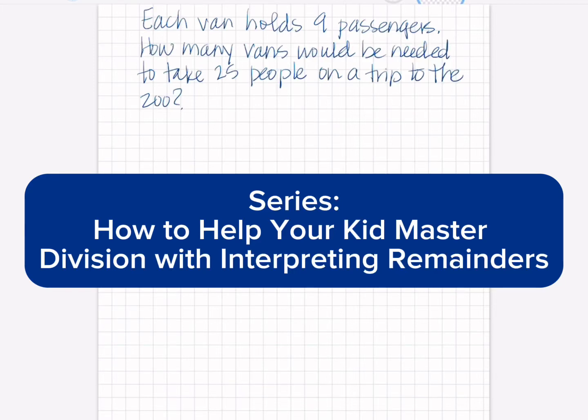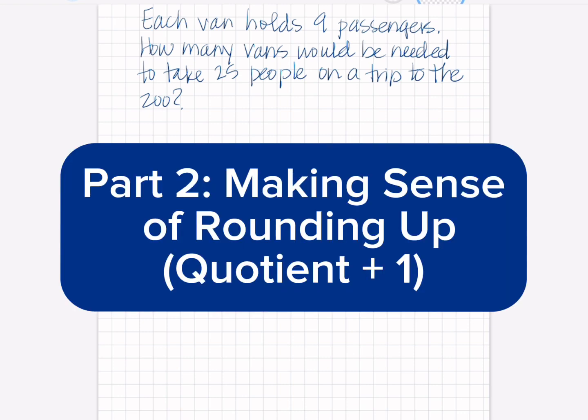Welcome to part 2 of the series, How to Help Your Kid Master Division with Interpreting Remainders. And we'll be looking at making sense of rounding up, which really means taking the quotient and adding 1 to it. What does that really mean for kids? And how can they take ownership of their division and interpret any problem that we give to them?